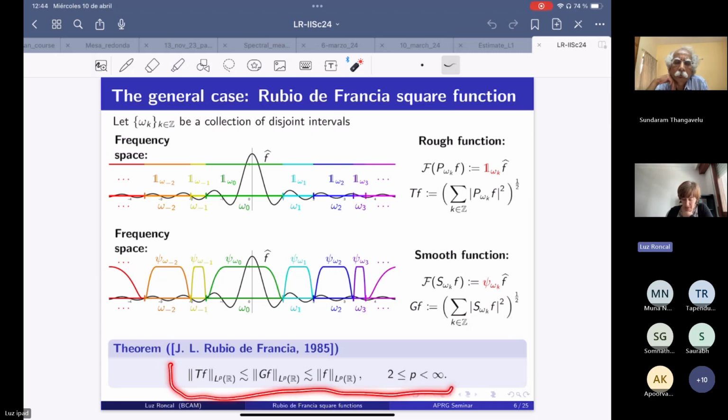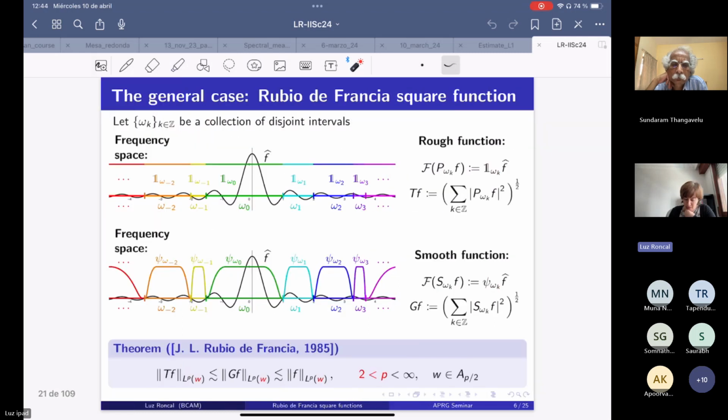And this is actually the chain of inequalities. I will just explain a little bit of how it works. When it comes to weights, here is the very interesting thing: he also gives the version with Muckenhoupt weights in the class A_{p/2}, but only for the range p between 2 and infinity. So p equal to 2 is open.